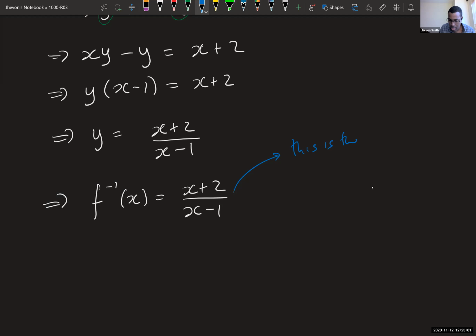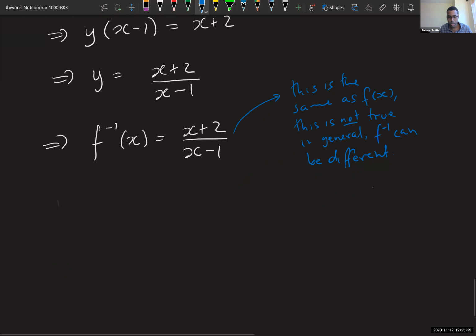this is the same as f of x. This is not true in general. f inverse can be different. I just happened to pick some numbers that didn't work well.